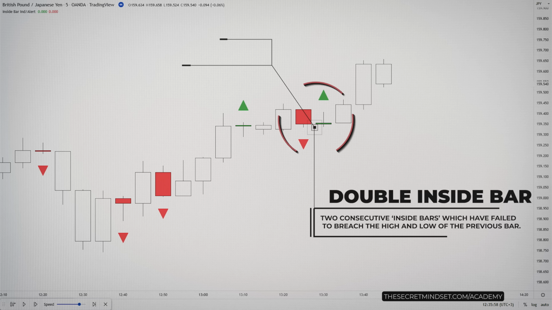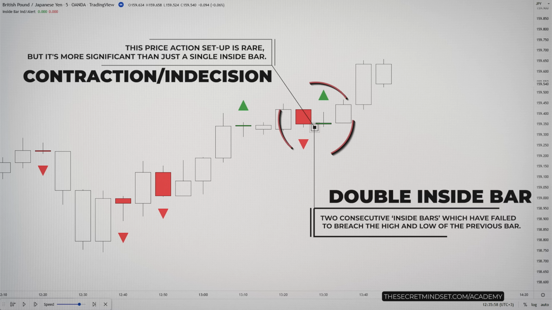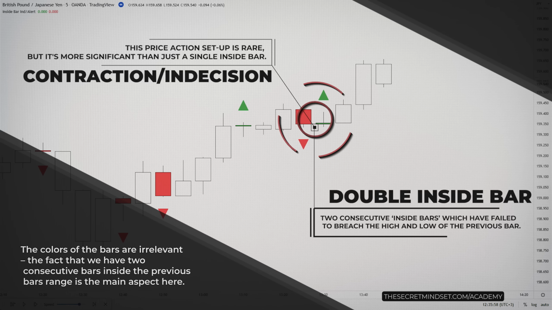It reflects contraction and indecision. This price action setup, although rare, is more significant than just an inside bar. The colors of the bars are irrelevant. The fact that we have two consecutive bars inside the previous bar range is the main aspect here.